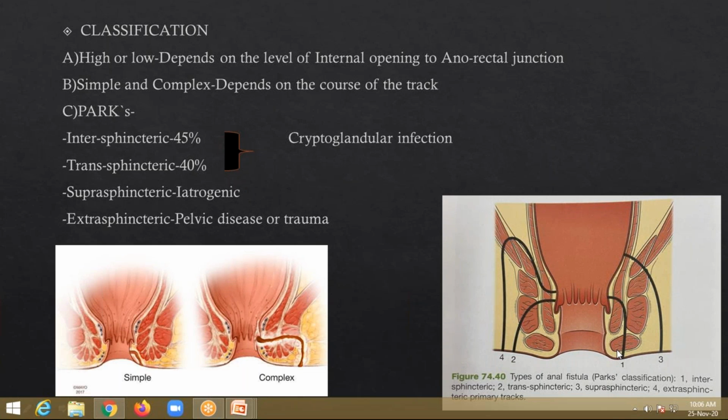Why is it not called trans? Because as per Parks' law, what he says is this is the subcutaneous part of the external anal sphincter. This is subcutaneous, superficial, and deep.